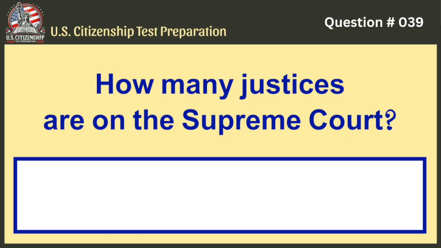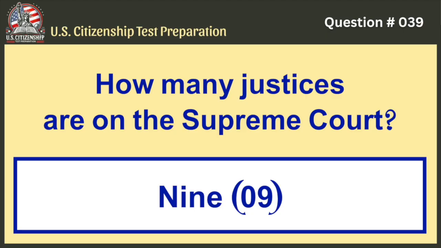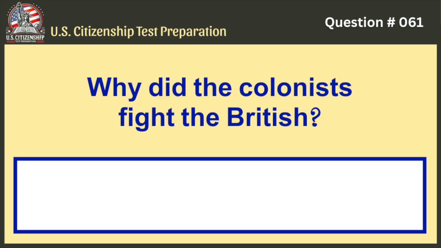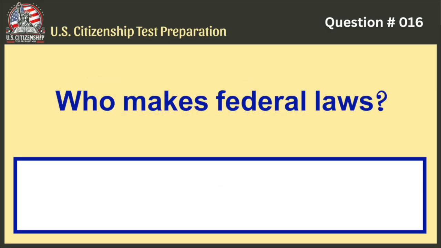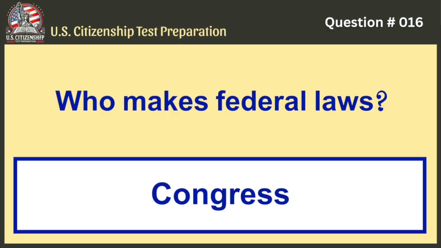How many justices are on the Supreme Court? 9. Why did the colonists fight the British? Because of high taxes. Who makes federal laws? Congress.